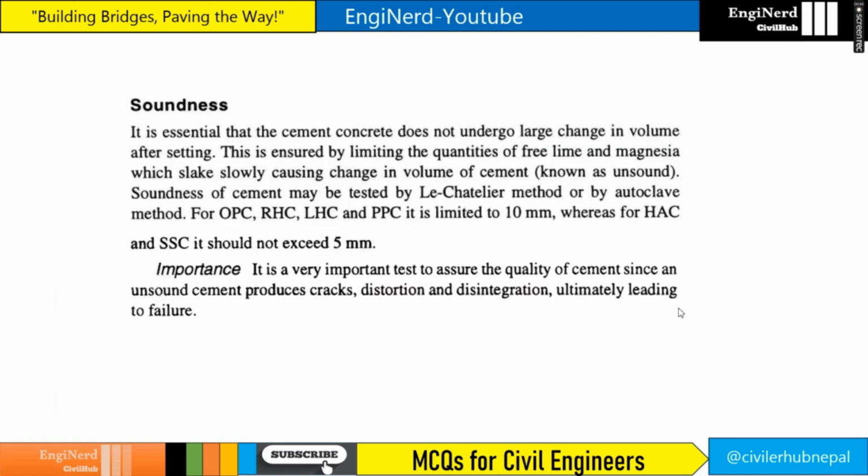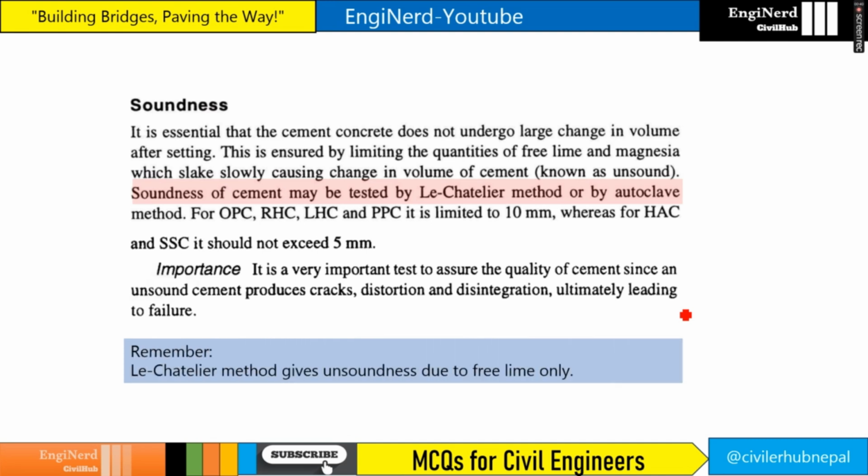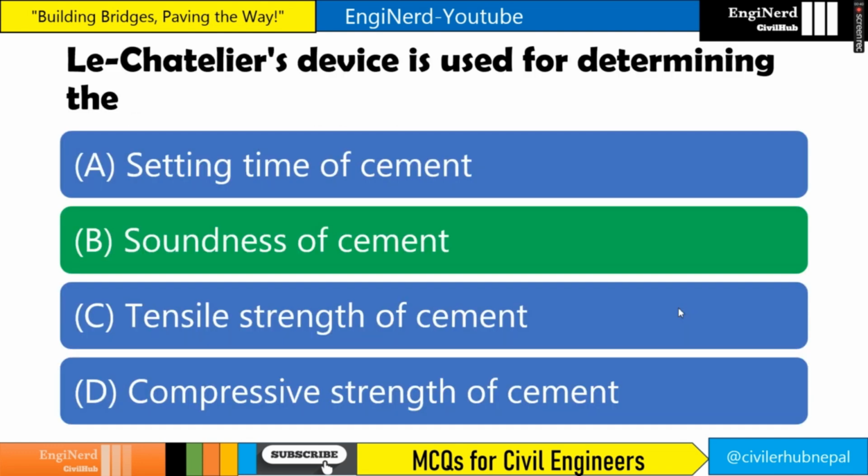Lee-Chatelier device is used for determining what? Soundness, right? Soundness of cement may be tested by Le Chatelier method or autoclave method. So you remember, Le Chatelier method gives the soundness due to free lime or unburnt lime only. The answer is soundness of cement.